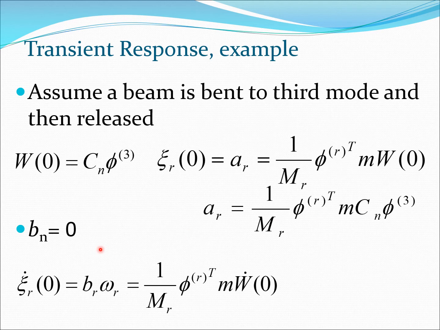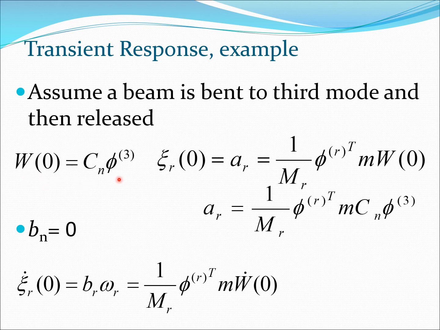Now we'll look at a simple example to put some concrete things in the mind. Let us say there is a beam and we bend it to the third mode and then release it. So essentially we have W0 is Cn phi3. That's the only thing about the beam we know. Essentially what this equation mathematically means is that we have given this beam a starting deflection at the third mode, and we have released it very slowly, therefore the velocity is zero.